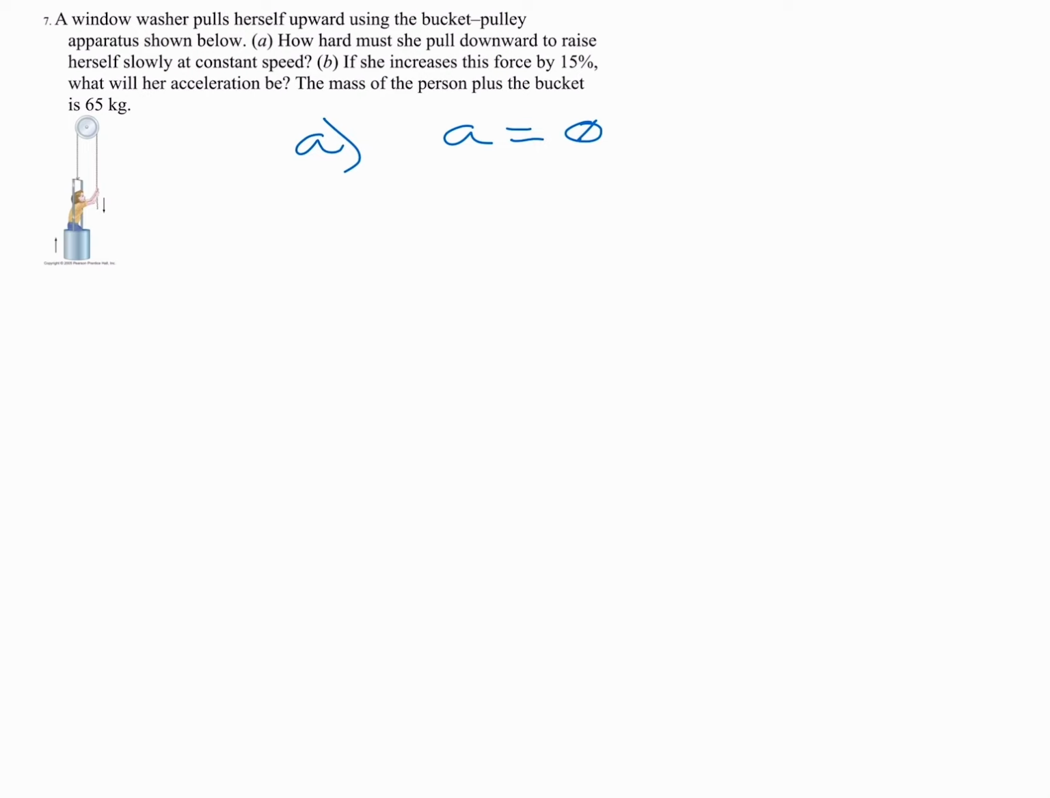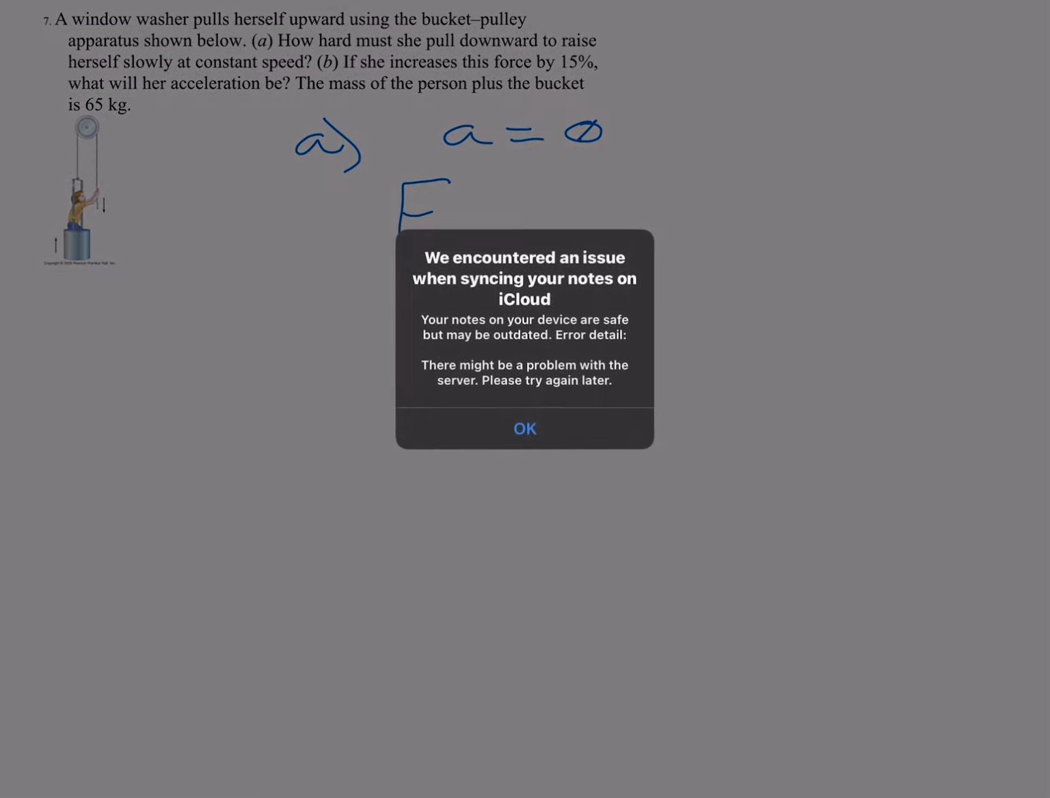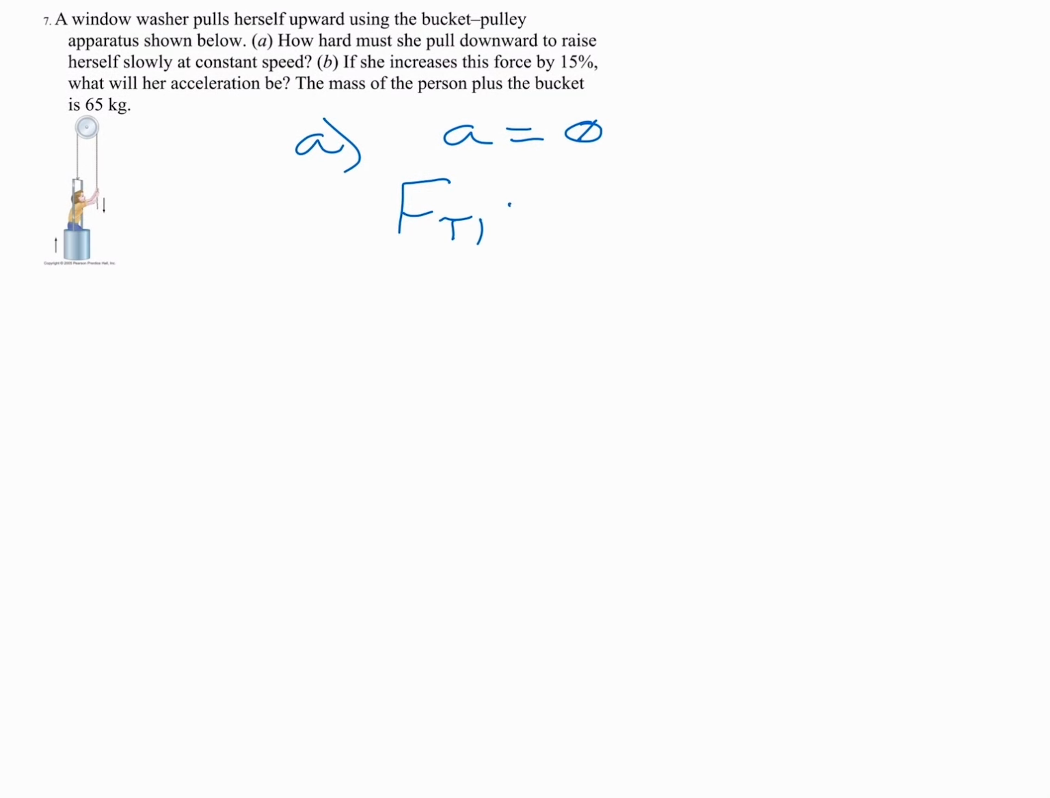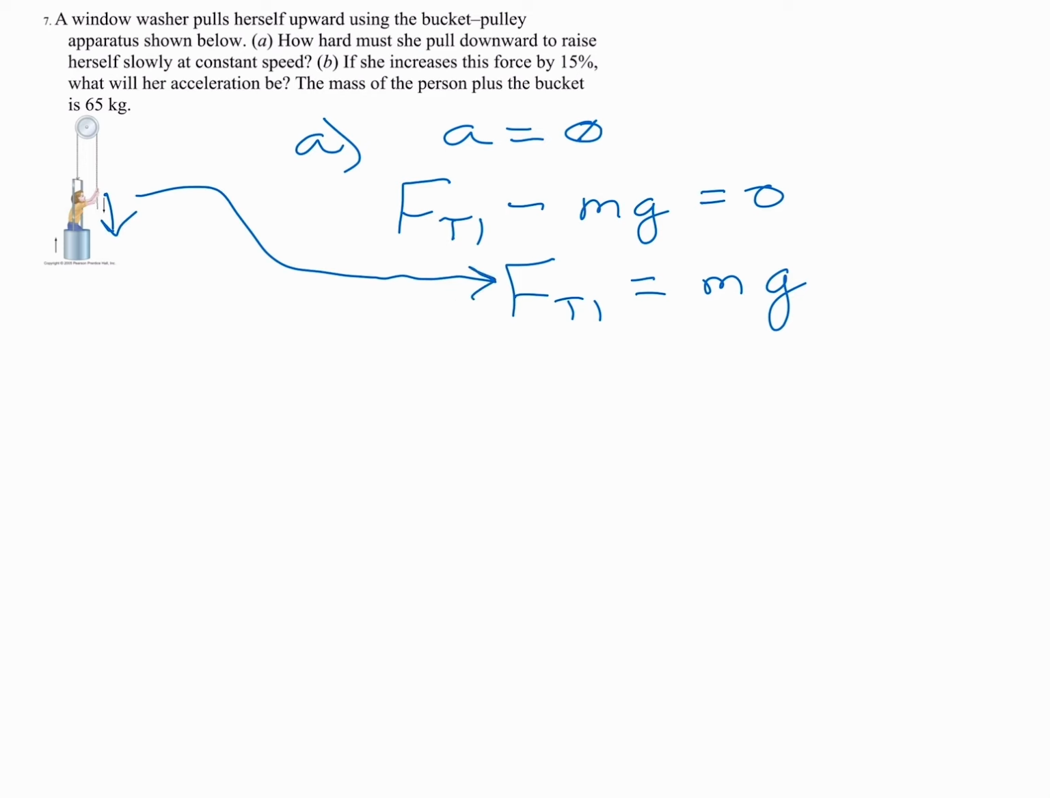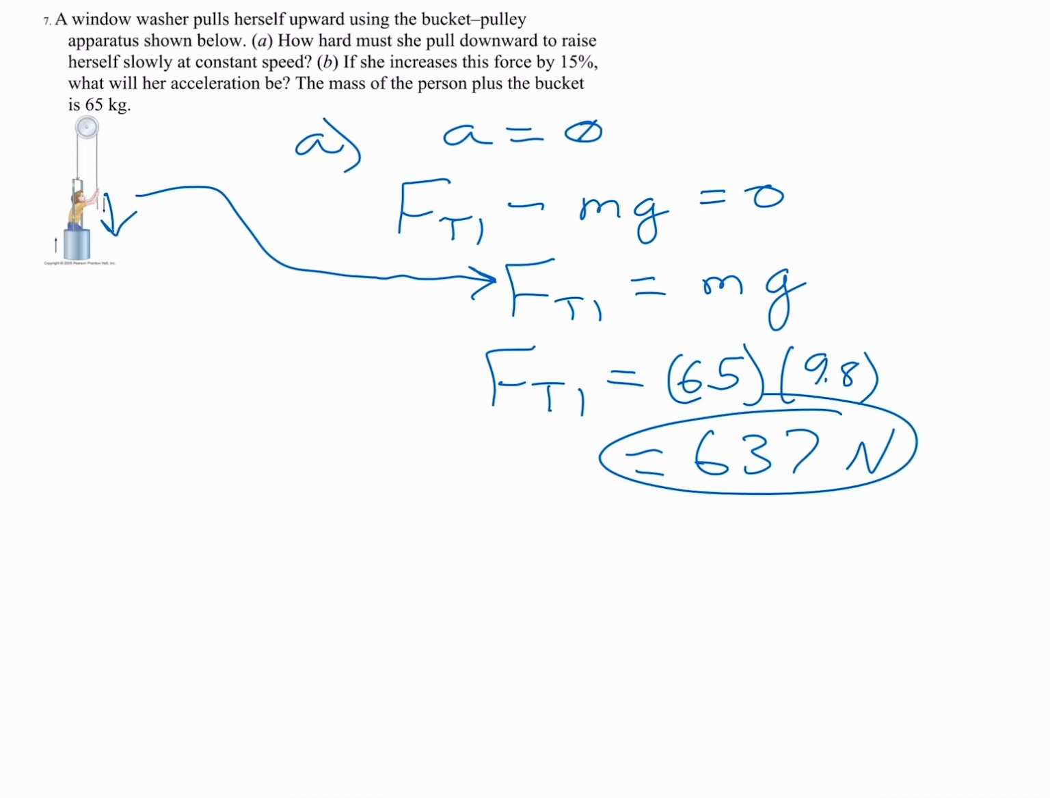So the upward force on her, we'll call it tension, and the downward force on her is her weight. And all of this equals 0. So this means that the tension must equal her weight. And because she is pulling down here, this is actually what's providing the tension in the rope. So she is going to simply pull with her mass of 65 with the bucket times 9.8. And that gives you a downward pull of 637 newtons. We did it.